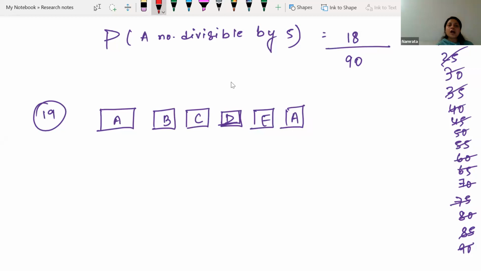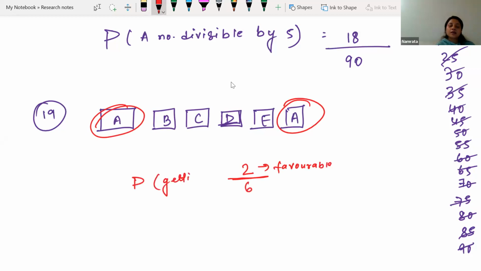What is the favorable number of outcomes? So here we are having one A and here we are having one A. So favorable outcome is 2. Out of 1, 2, 3, 4, 5, 6, total 6 outcomes are there. So probability of getting A will be 2 over 6.